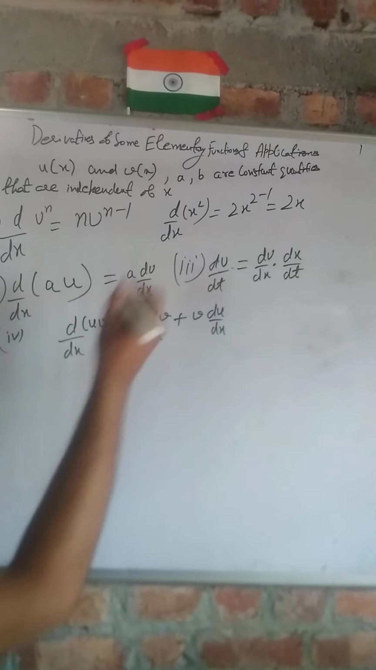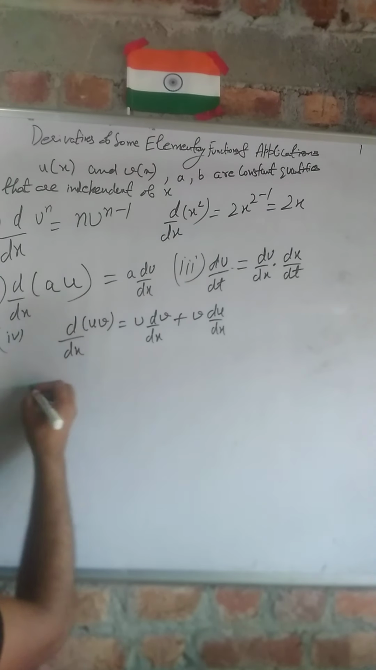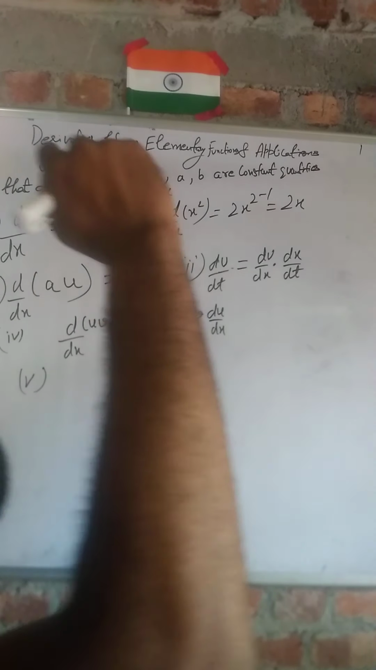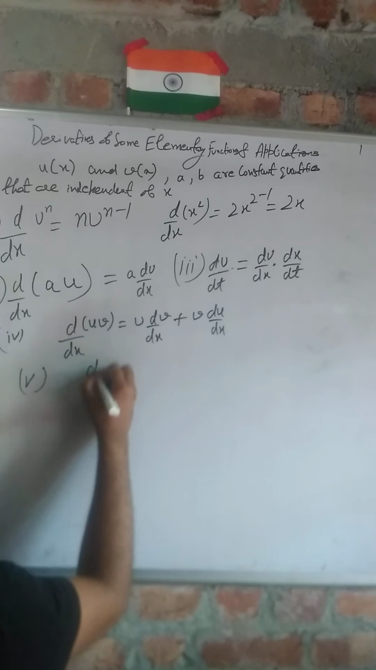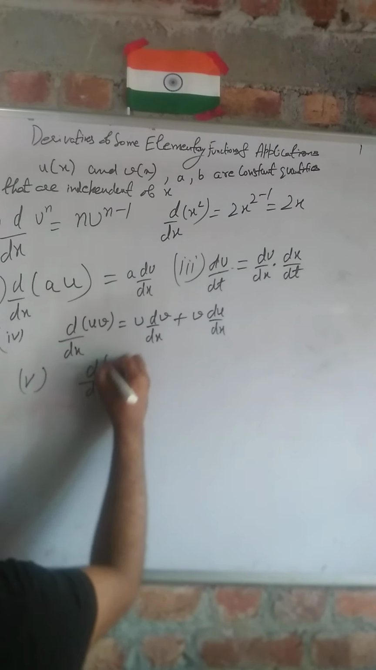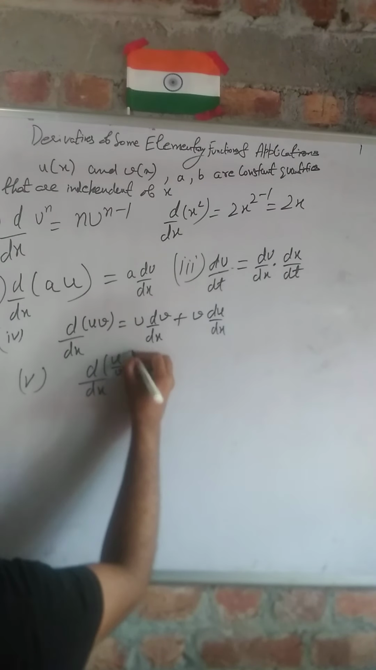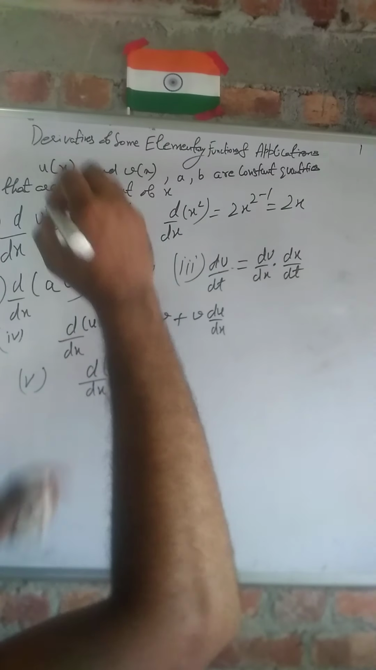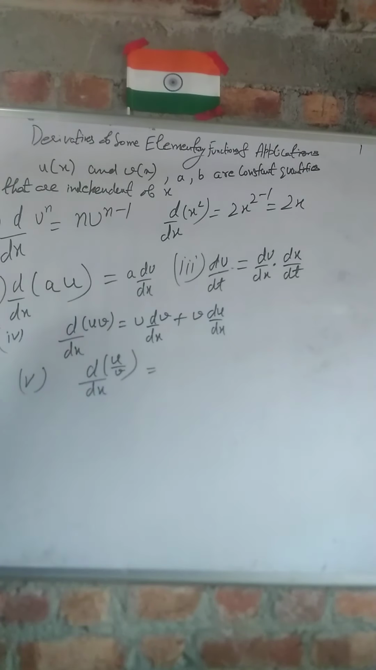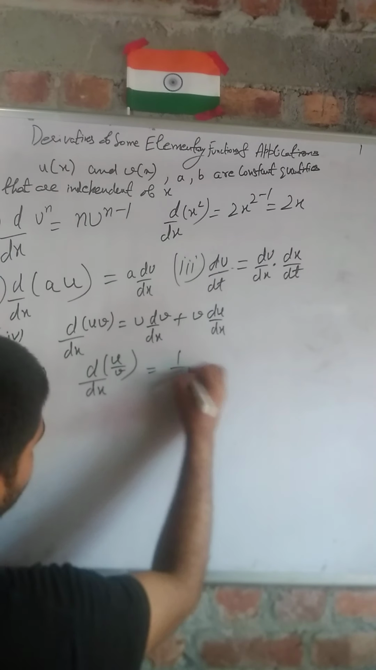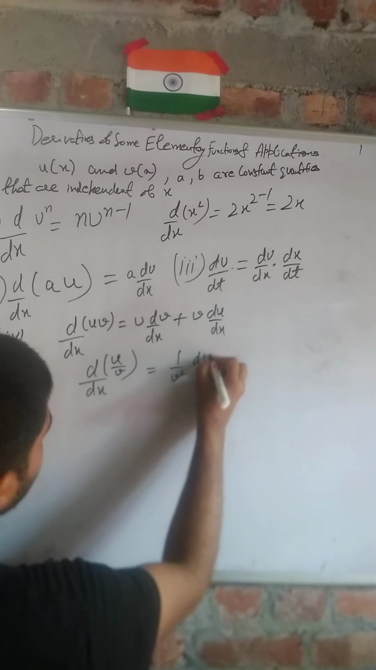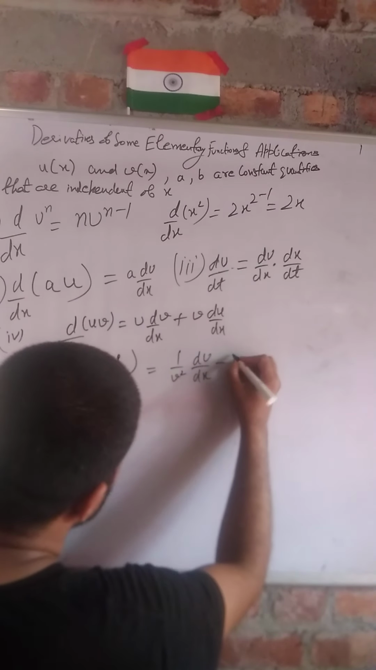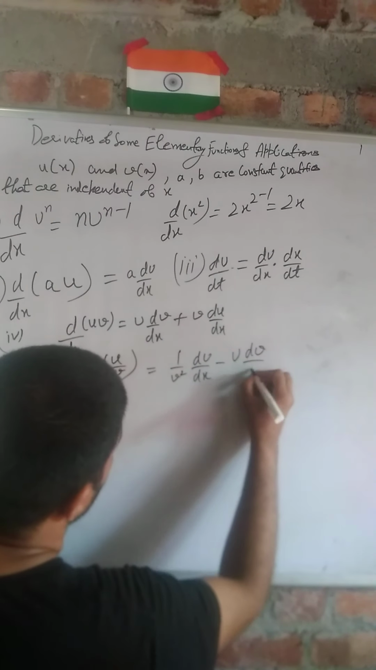Now there is one quotient formula, the fifth elementary formula that I am going to discuss with you: d upon dx of u upon v. In the numerator you have u and in the denominator you have v. Then in this case the derivative of this function will be equal to 1 by v square times (v du by dx minus u dv by dx).